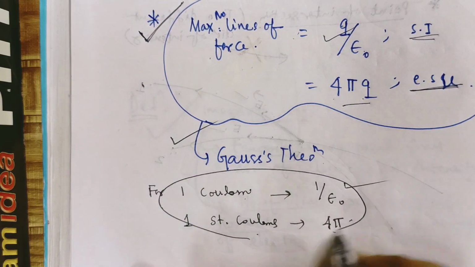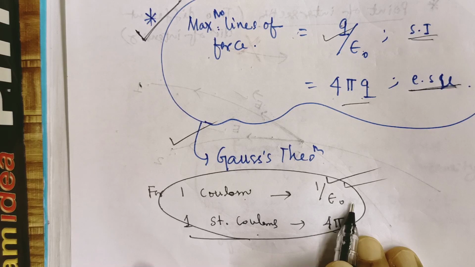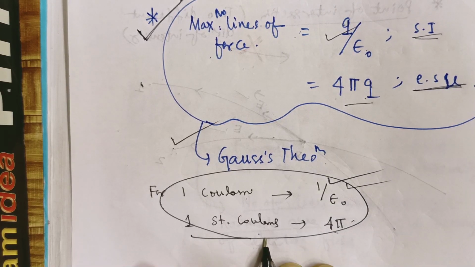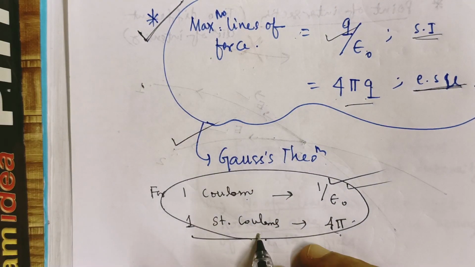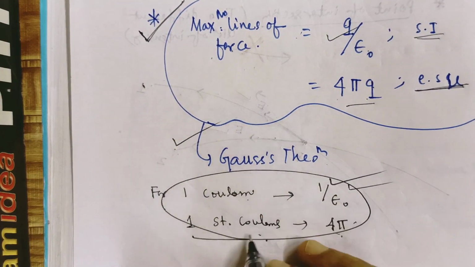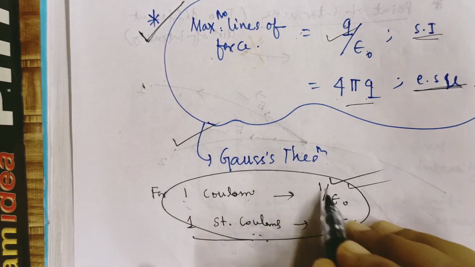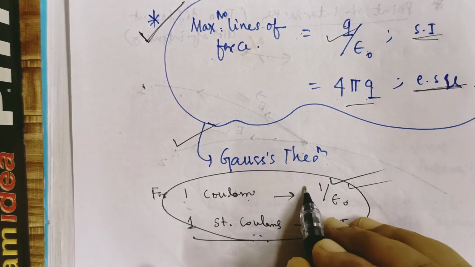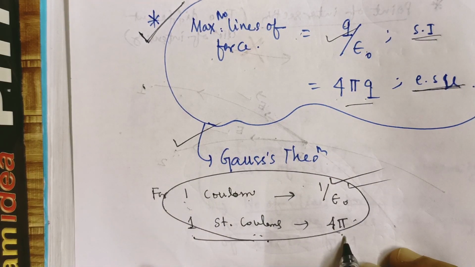That means for 1 coulomb the maximum number of lines of force is 1 by epsilon 0. For 1 stat coulomb the maximum lines of force is 4 pi. But if the question does not mention coulomb or stat coulomb, and only mentions unit charge, if you write 1 by epsilon 0, then you will get the answer. If you write 4 pi, then that is also correct.